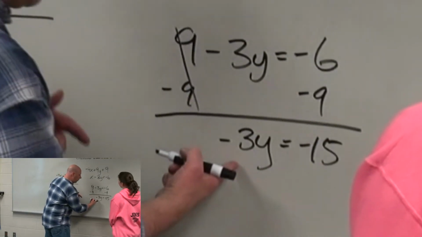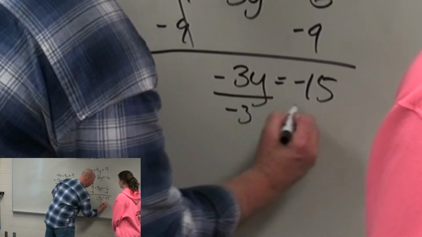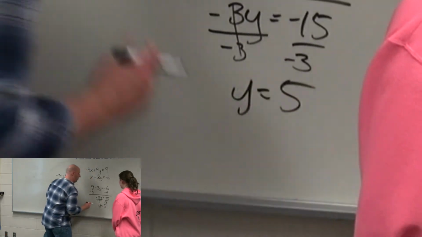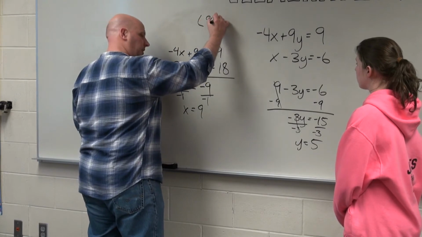All right. Now, how do I get rid of the negative 3? You divide by negative 3. Correct. Negative 3 on both sides. Whoops. And y is equal to 5. So my solution then is (9, 5).